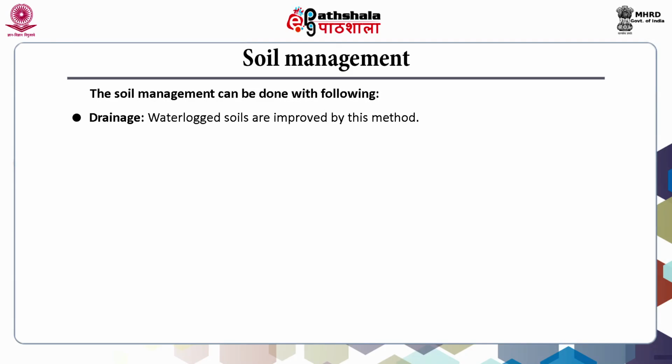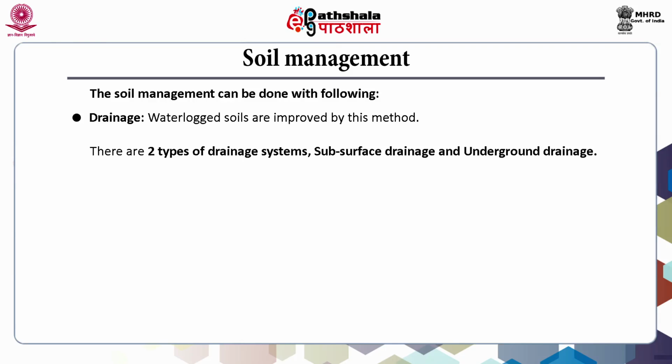Next method is drainage. Waterlogged soils are improved by this method. There are two types of drainage systems. One is subsurface drainage and other is underground drainage.